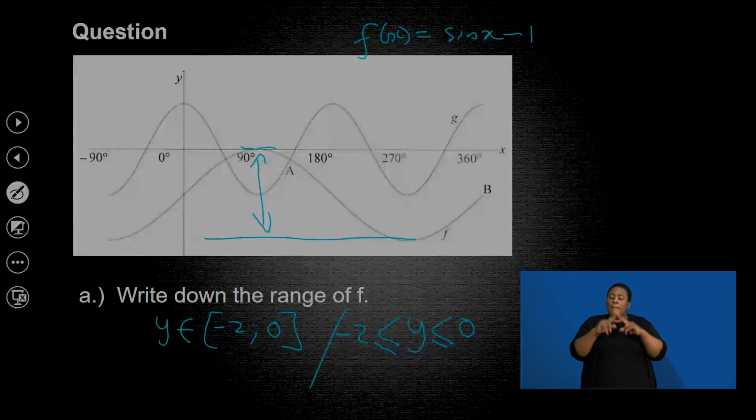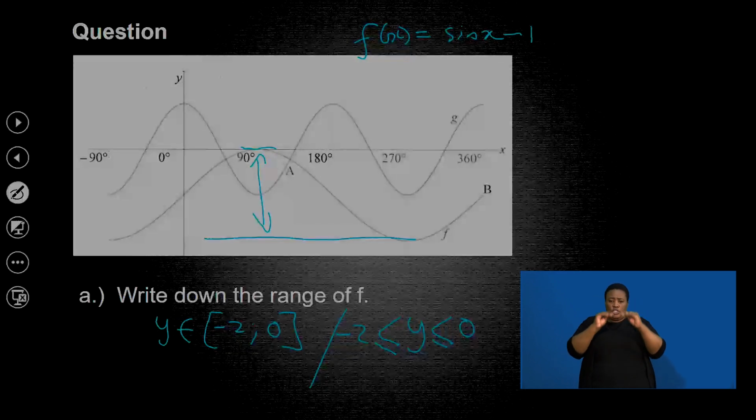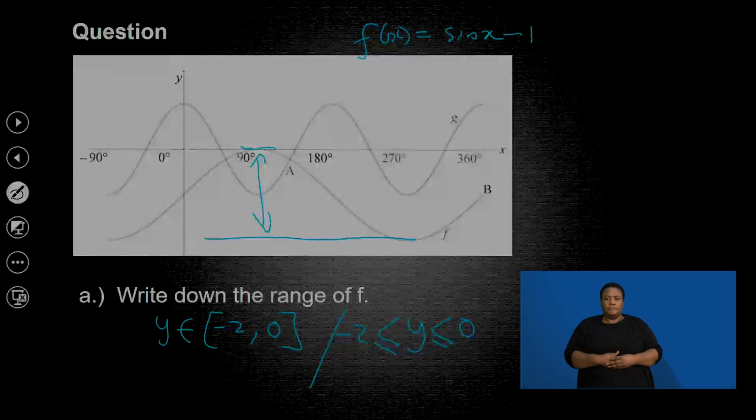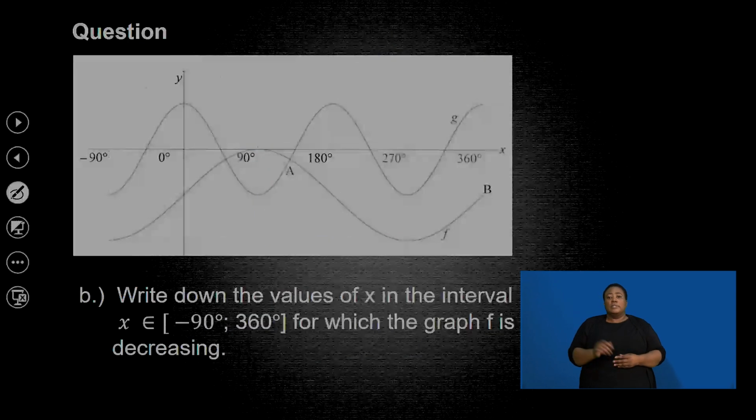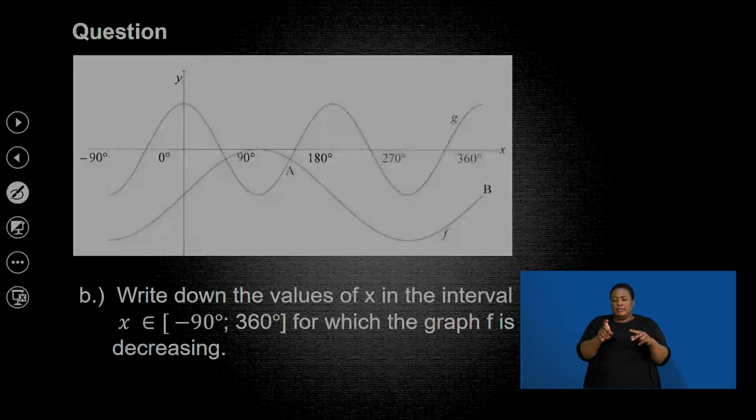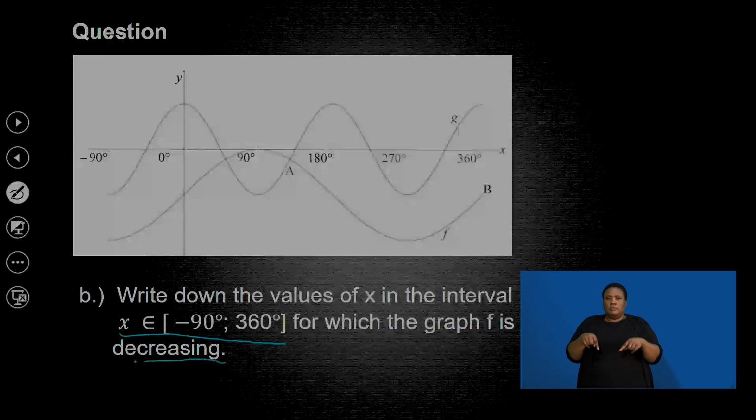How does the range change? It changes when you move the graph and you shift it up or down. So if you translate the graph up or down, the range changes because the amplitude is consequently changed. The following question says, write down the values of x in that interval there for which the graph is decreasing.